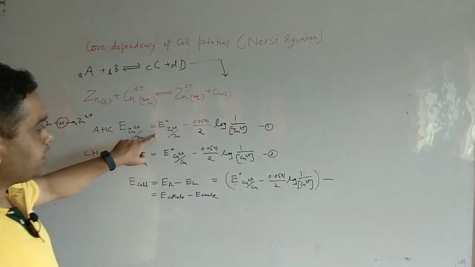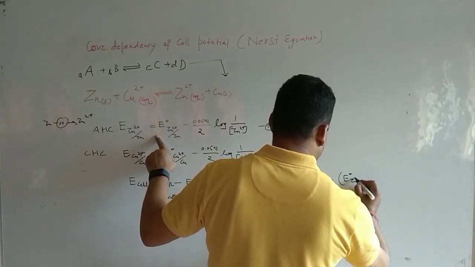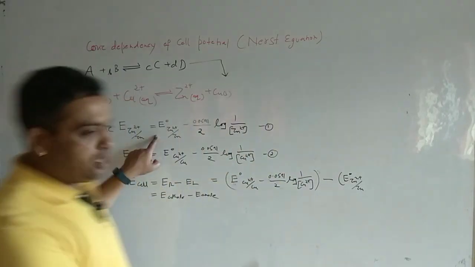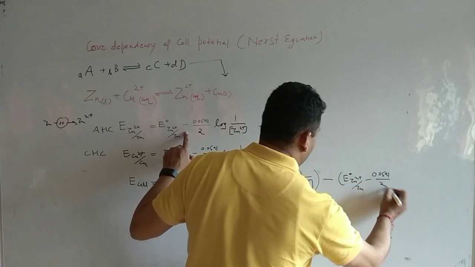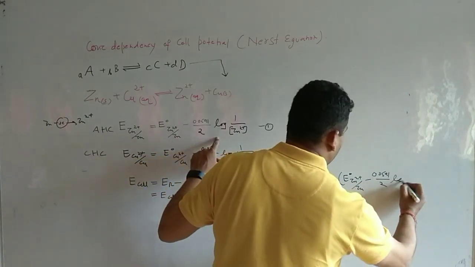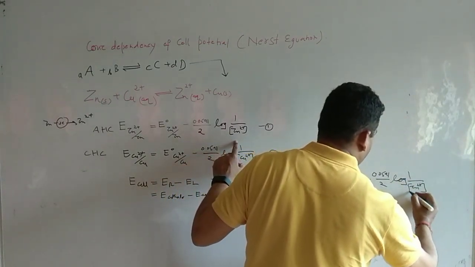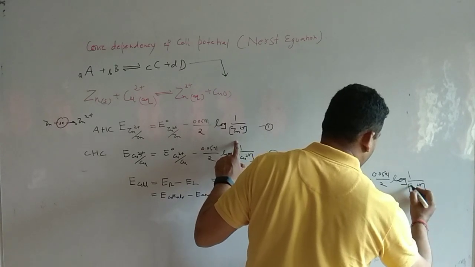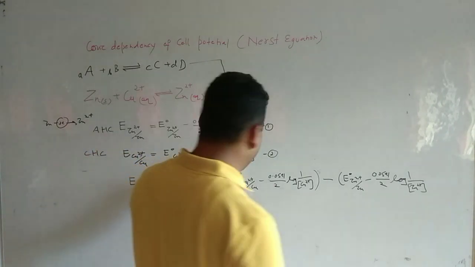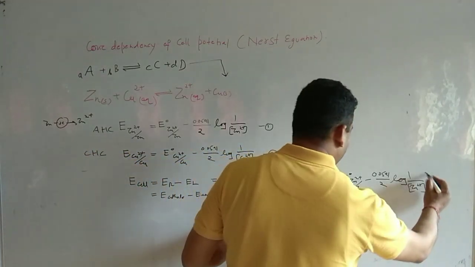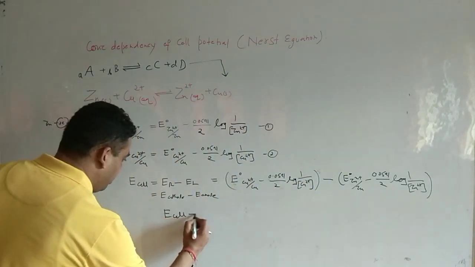Now I'll write for the EL. EL is this particular one. So how can I write? E standard Zn2+ by Zn. You can write in this way. This is negative 0.0591 by 2. Again, this is log of 1 by Zn2+. So again, the same thing. I'm not writing it properly actually, and I have received lots of negative comments about this particular one. So finally you will write your E cell, right?